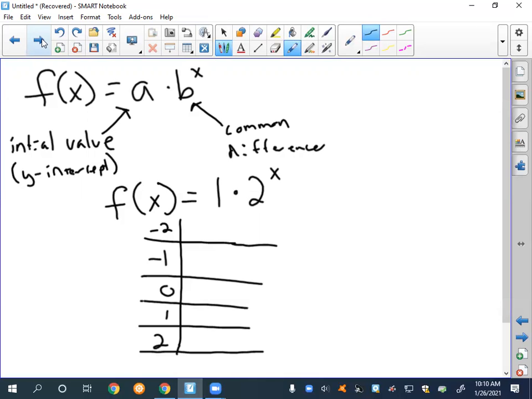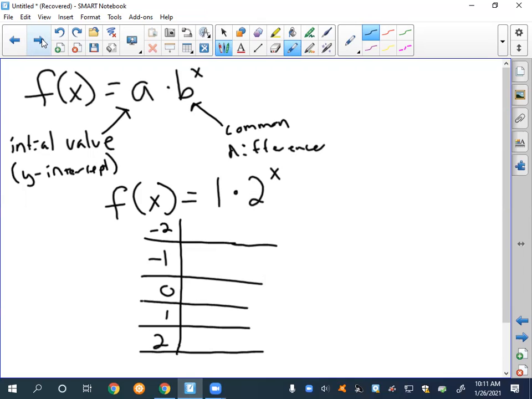All right. Now, to start off, what does that 1 represent? We should already know what that 1 is. What does it tell us? It's in the same place as what letter up there? A. Okay. So the 1 represents the initial value, or in other words, the what?